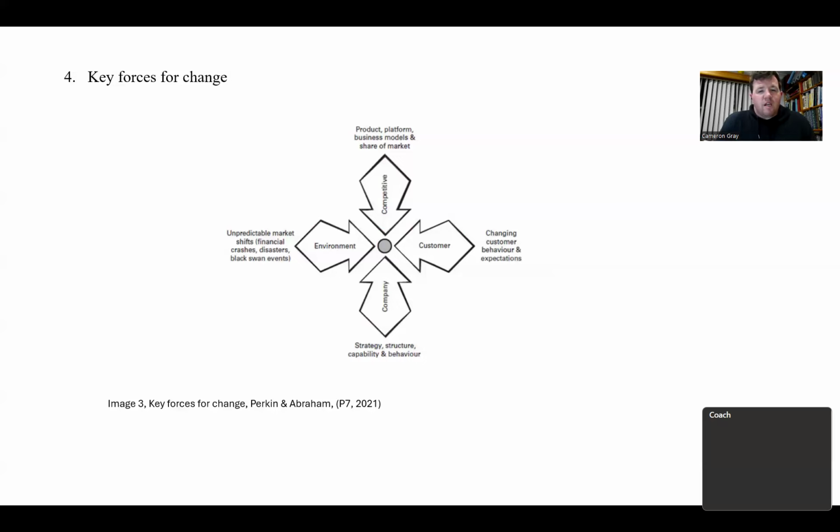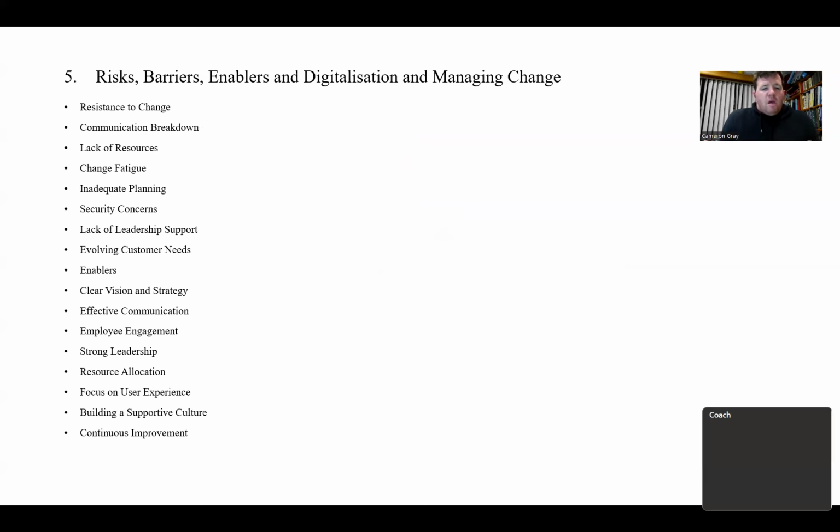For key forces for change, I'm a really big advocate for change management from the broader perspective. As you can see in the diagram here, key forces for change from Parker and Abram. We start looking at environment, customer, competitive, and also company, but we're looking at it from some of that larger perspective too through our change methodology and operational improvement processes.